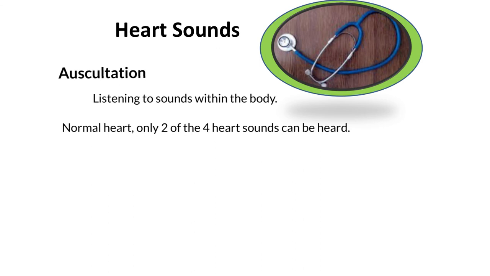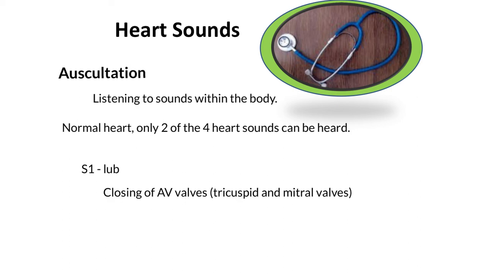The 2 sounds that can be heard are referred to as S1 and S2. S1, or lub, is louder and longer, and it is associated with the closing of the AV valves. S2, or dub, is shorter and not as loud. It is associated with the closure of the SL, or semilunar valves.